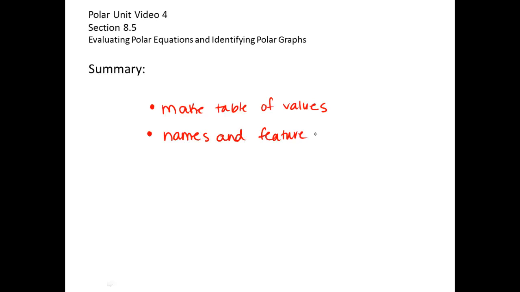All right, so the 2 things that you should be able to do by the time you finish watching this video before you get to class tomorrow is you should be able to complete a table of values, either using the graphing calculator table of values or your home screen where you're just typing in 3 times the cosine of 30, 3 times the cosine of 45. So you must be able to make a table of values. You also want to know the names and the features of the 4 types of graphs.